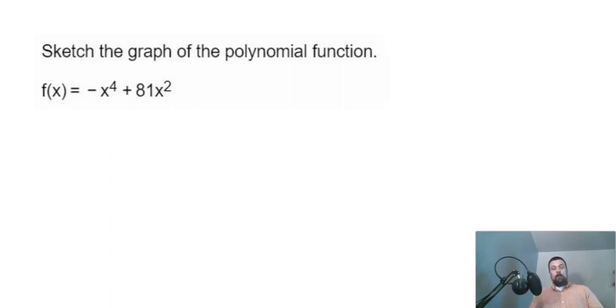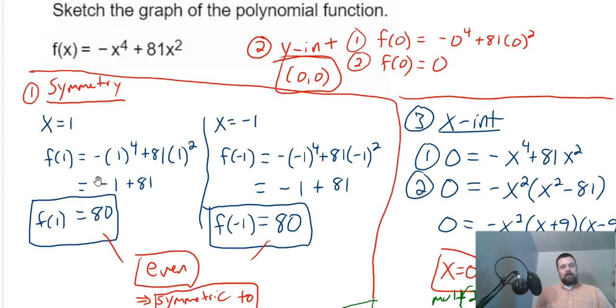So pause the recording. You pause the video, I pause the recording, and then resume it once you've worked out some of the answers to this problem. All right, so let me take you on a tour of all this work that I just did.